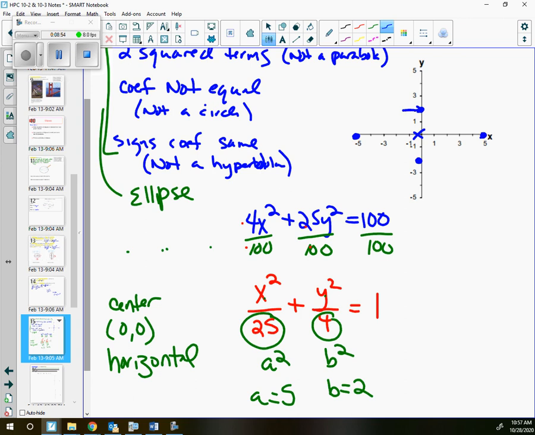So it is longer in that x direction, so we get that nice oval shape. That is not that bad. I have done way, way worse than that. So when we get that elliptical shape, we can tell which direction it's longer by where that bigger number is. It's under the x in this case, so it's going to be a horizontal.